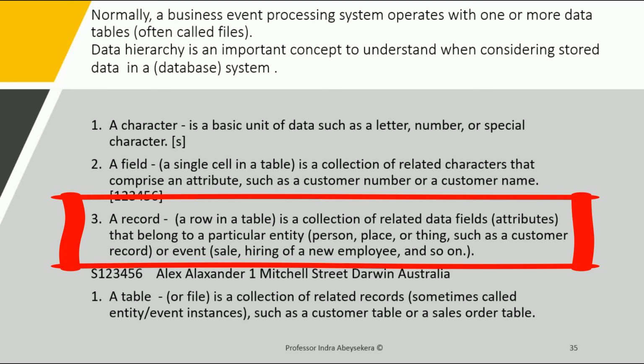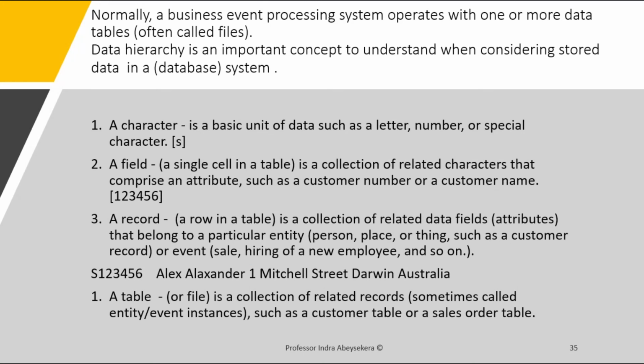So one field or one cell will have S123456. The next cell, let's say A1 in the Excel spreadsheet, would have that S123456. The next cell is the row, let's take the row 1. So in row 1, the column 2 would have Alex. Row 1, column 3 would have Alexander. Row 1, column 4, number 1. Row 1, column 5, Mitchell Street. Row 1, column 6, Darwin. Row 1, column 7 is Australia. It's on the row 1, which is the record. So likewise, we would have number of rows like that for each customer.